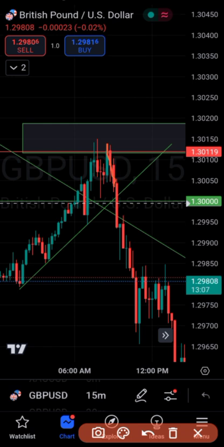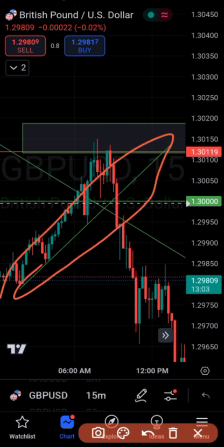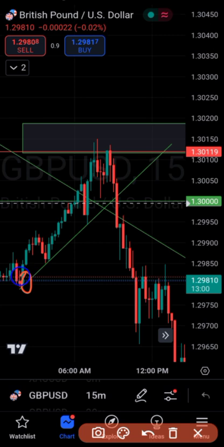Now, I drew a mini trend line. This green line here is my trend line. This was the first bounce. This was the second bounce. This is the third bounce. And according to trend line rules, most times the fourth bounce is the one that will break it. Most times, it is the fourth bounce.